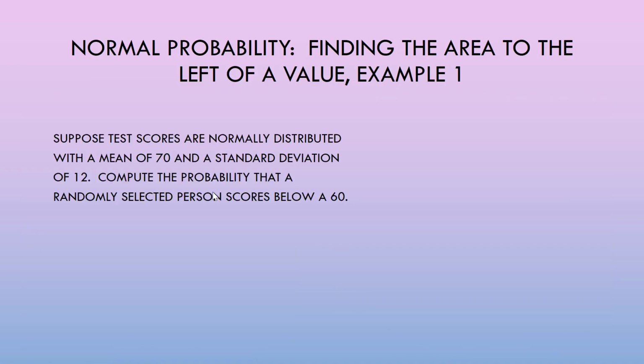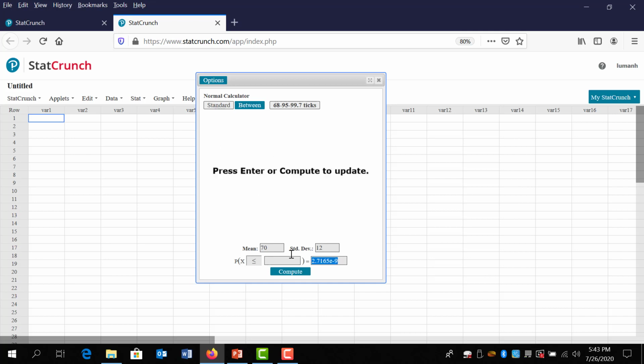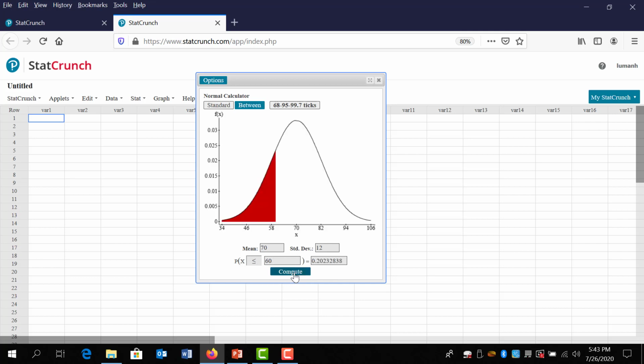Example 1. We're going to use the same information. Suppose test scores are normally distributed with a mean of 70 and a standard deviation of 12. This time we're going to compute the probability that a randomly selected person scores below a 60. In StatCrunch, we already have our mean and our standard deviation. This time we actually are going to fill out an x value, and the x value that we're curious about is a score below 60. So make sure the less than or equal to sign is selected. Type in 60 and hit compute.